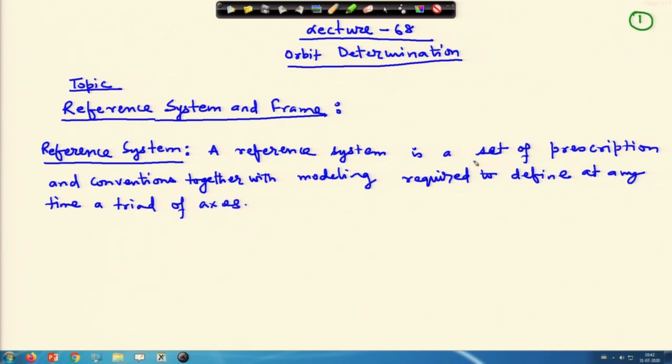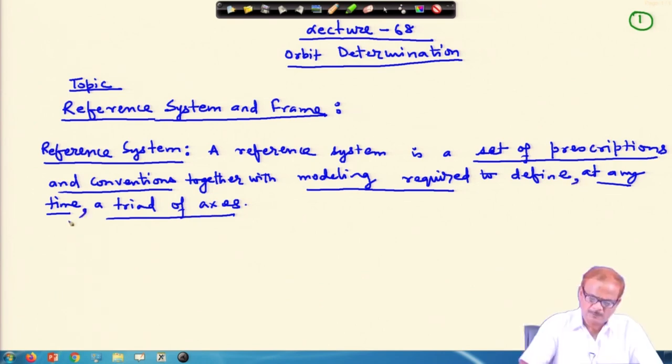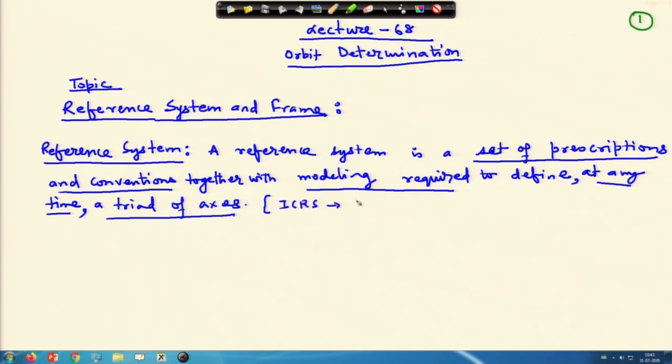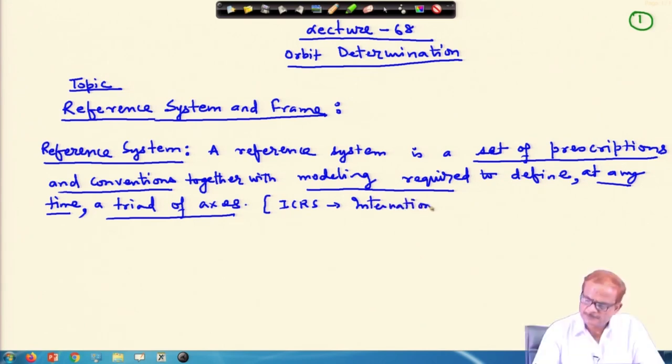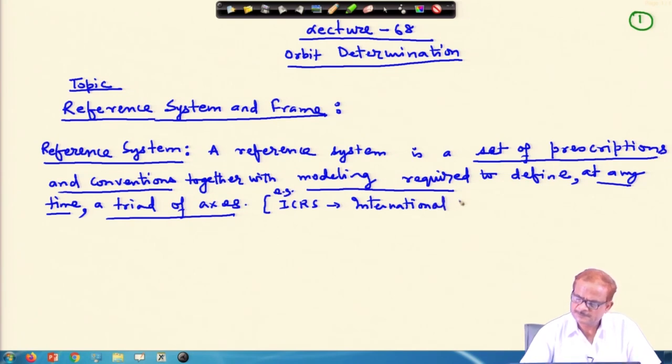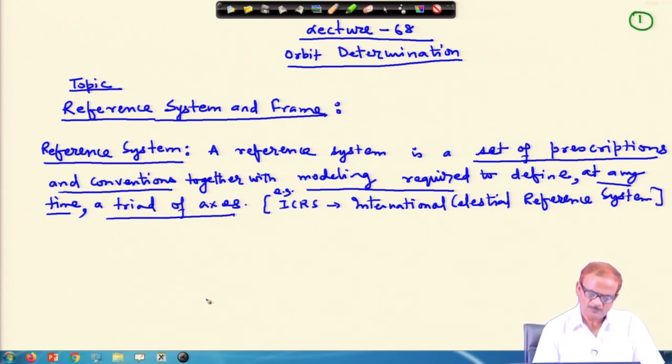So, a reference system is a set of prescriptions and conventions together with modeling required to define, at any instant of time, a triad of axes. So how will the reference frame be formed? That defines the reference system. Currently, in this case, we have the ICRS, the International Celestial Reference System. This is an example of this. We will discuss further about this.